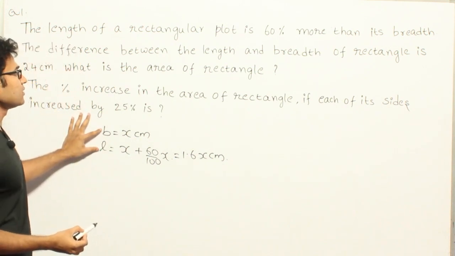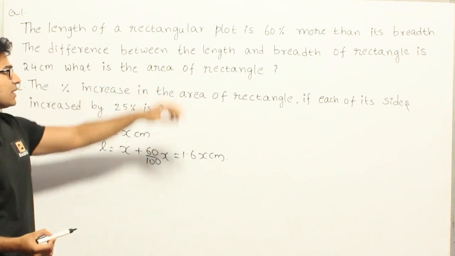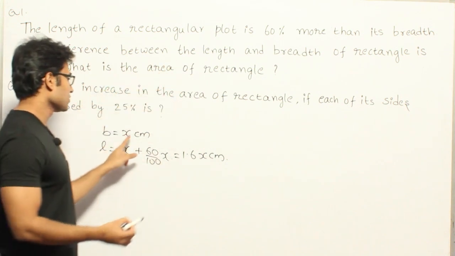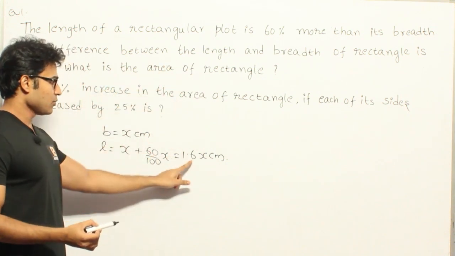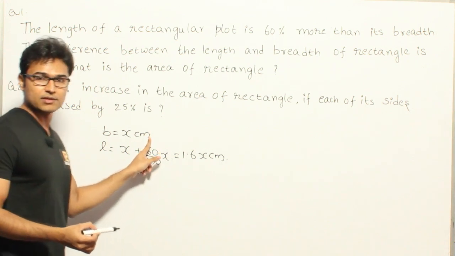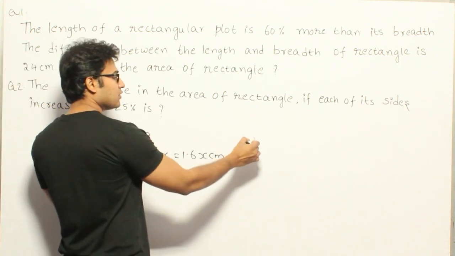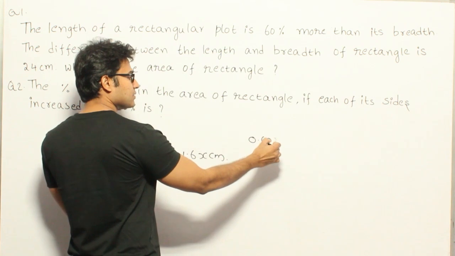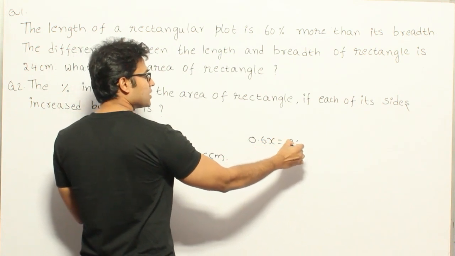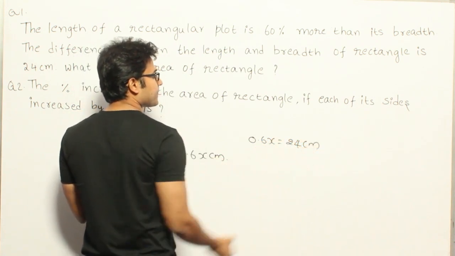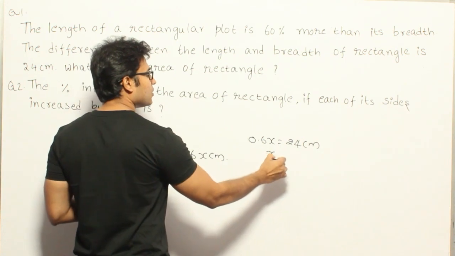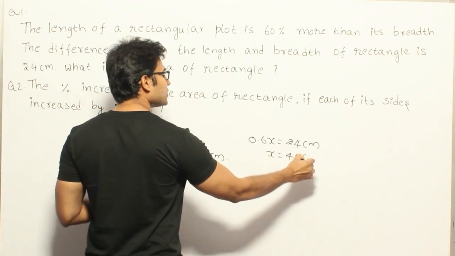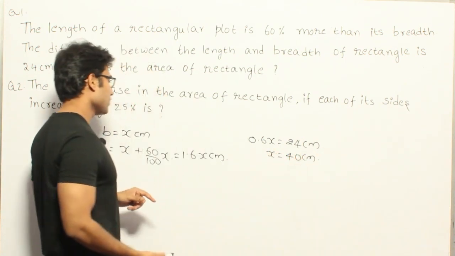Now they are saying that the difference between length and breadth is 24 centimeters. So if you see the difference, 1.6x minus x, it is nothing but 0.6x. So the difference 0.6x is given as 24 centimeters. Okay. Now x is going to be 40 centimeters. So you got the value of x.